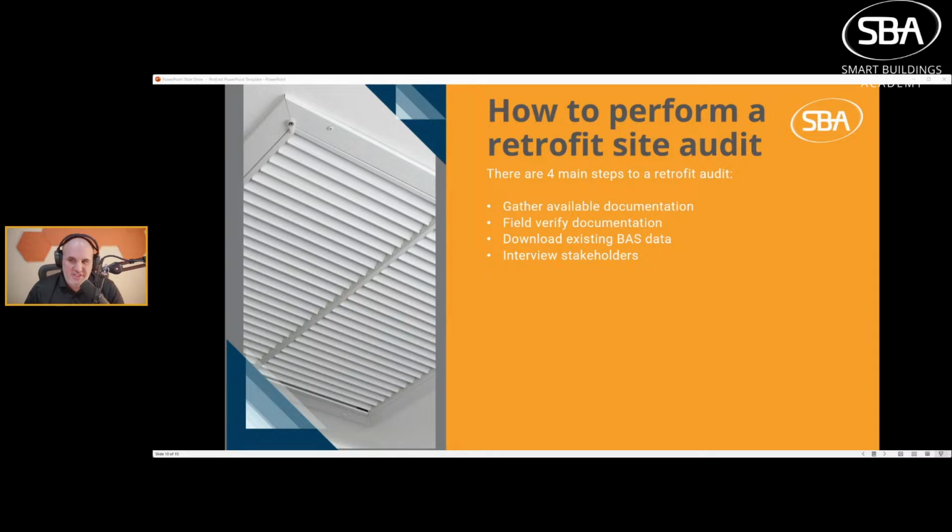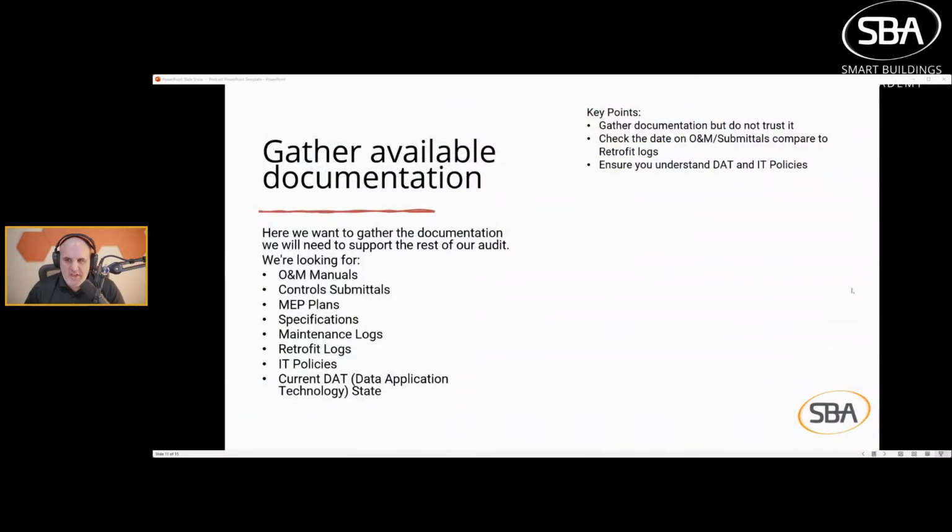Surprise, surprise. The first step is gather available documentation. What a shock, right? Then we field verify our documentation. We download any existing BAS data. This surprises a lot of people that I don't put this first. There's a reason why I don't do that first. And then we interview stakeholders again. So how I've written it out is what you're going to do on the left, and then key points I want you to focus in on up on the right.